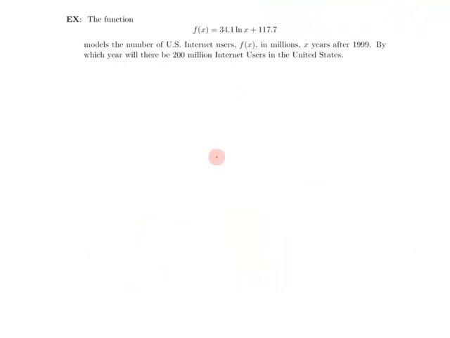Last example is an application problem that involves a logarithmic function that's modeling something, and we're going to use it to find that missing, unknown piece of information. We have a function f of x is equal to 34.1 natural log of x plus 117.7. This models the number of U.S. Internet users, f of x, in millions, x years after 1999. And by which year would we expect 200 million Internet users according to this model?